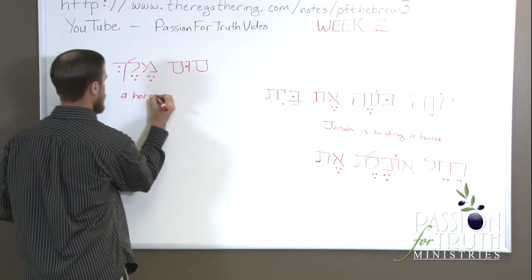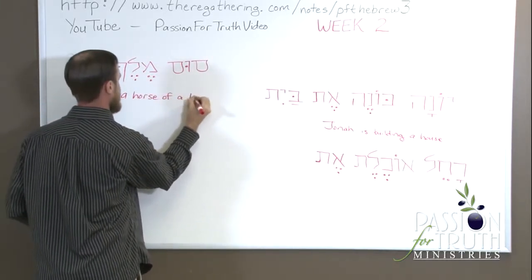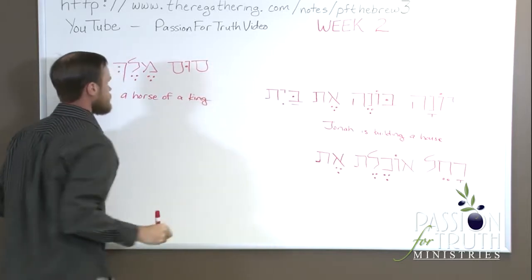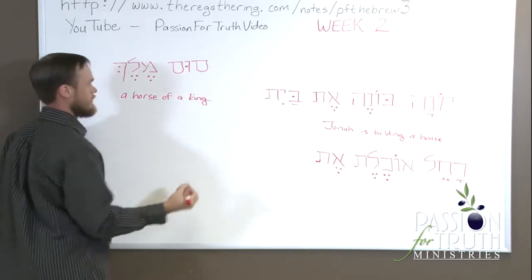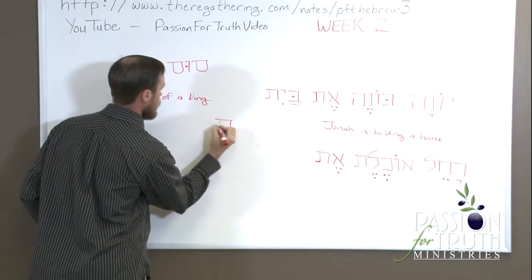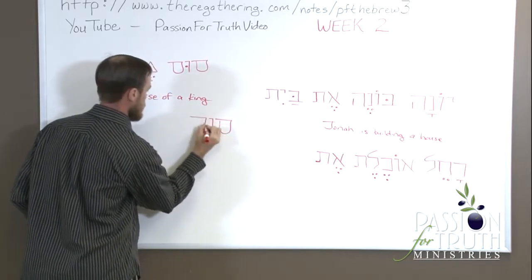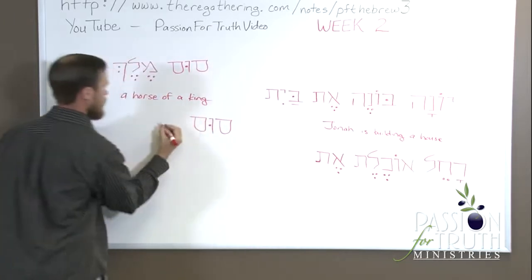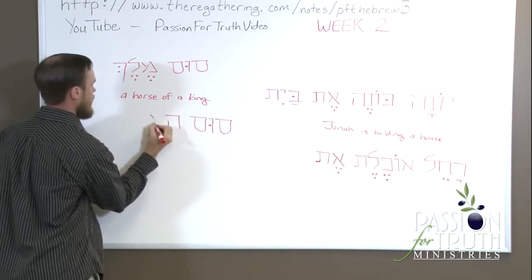so this is a horse of a king. But if we wish to say the horse of the king, we only add the definite article to the second word. So it becomes sus hamelech.